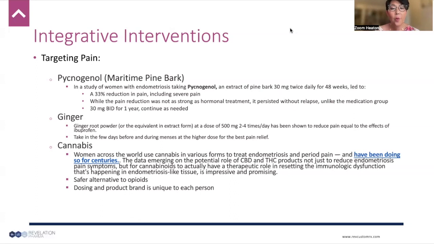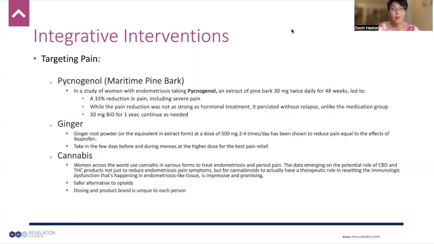Take in the few days before and during menses at the higher dose for the best pain relief. And then we have cannabis. So cannabis, women across the world have been using cannabis in various forms to treat endometriosis and period pain.